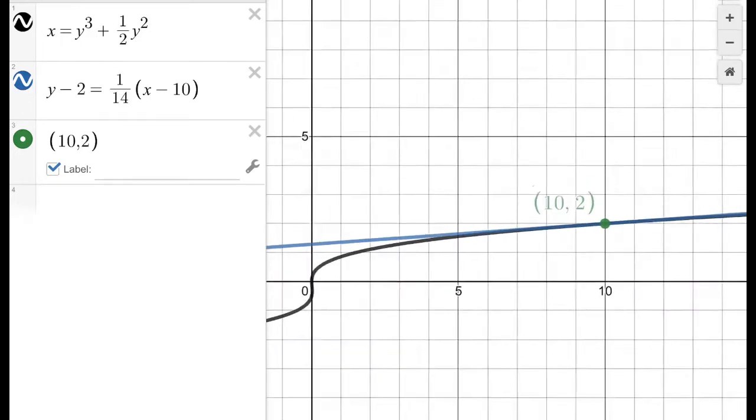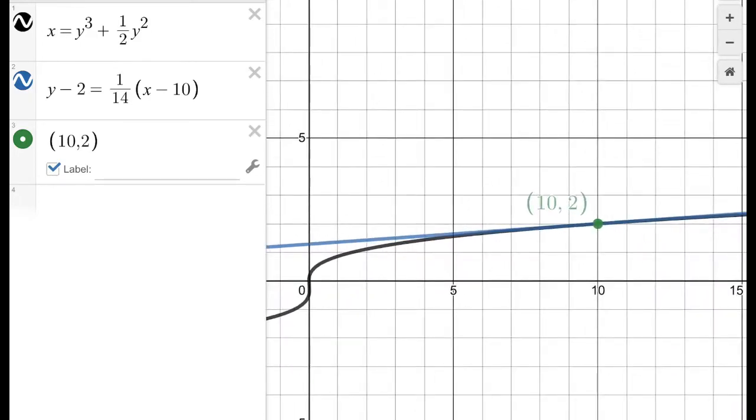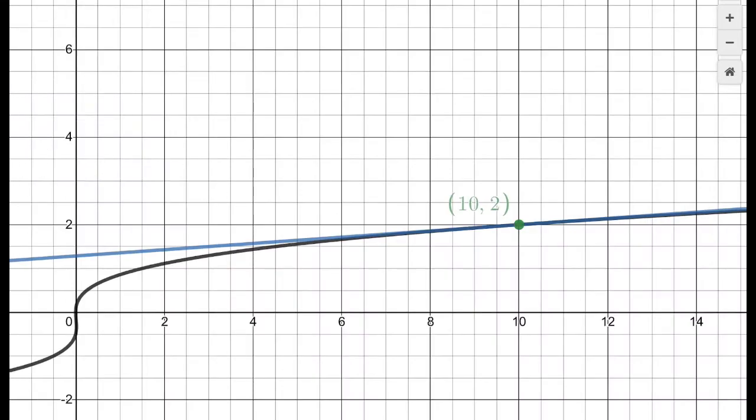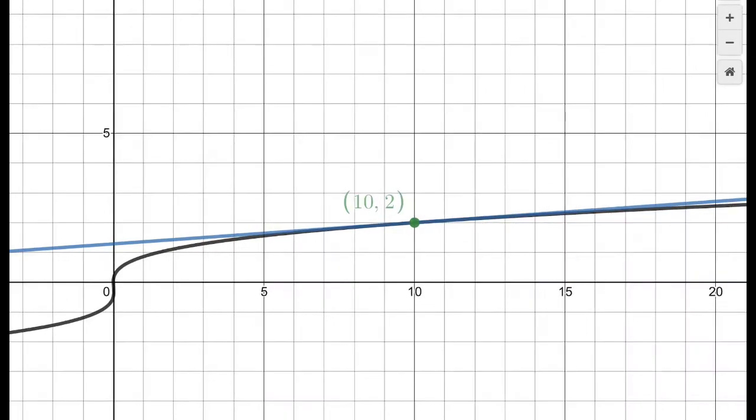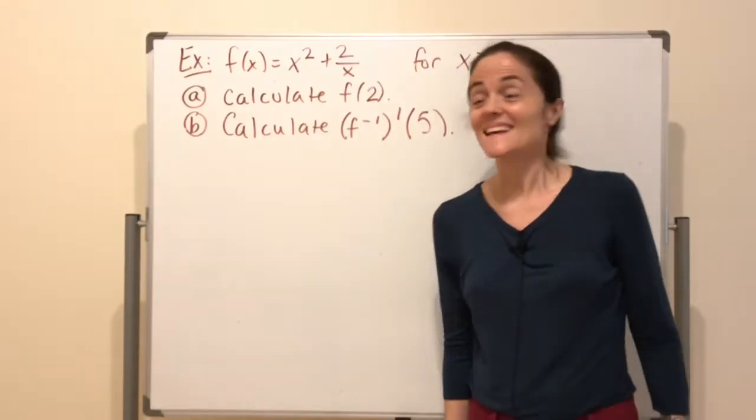So now here is a graph, and we can see just how I have plotted it. I wrote x as a function of y with the original function, and we know that's plotting the inverse function as a function of x. And we see the tangent line at x equals 10.